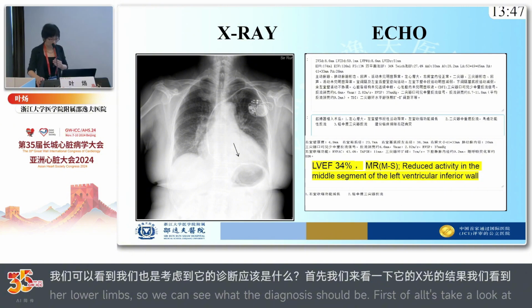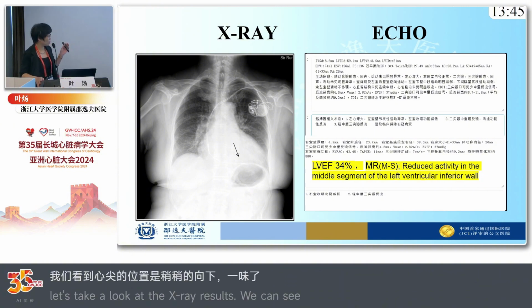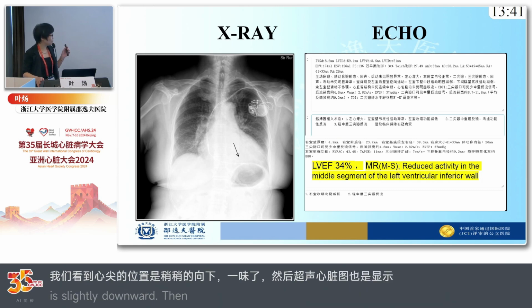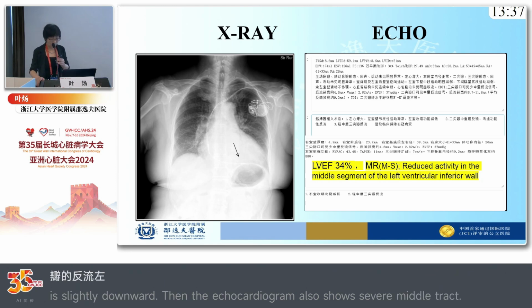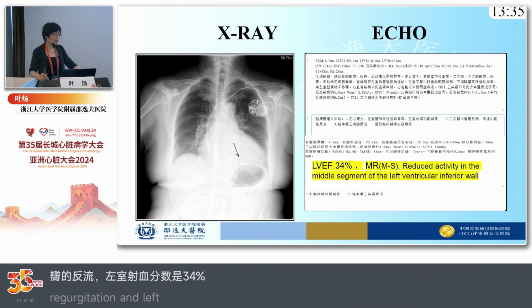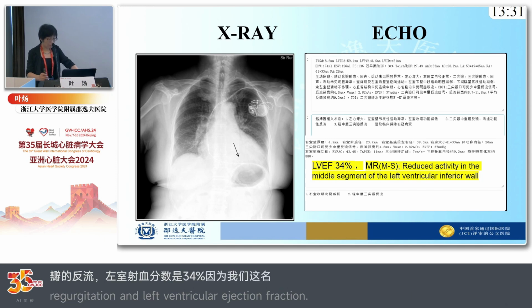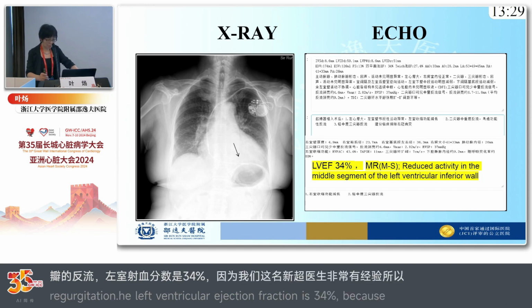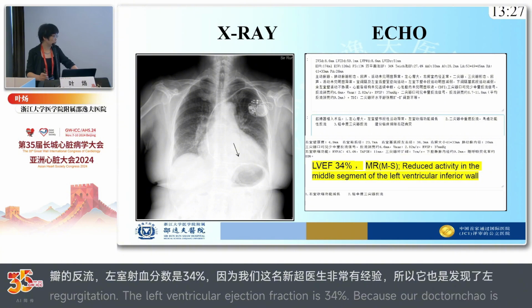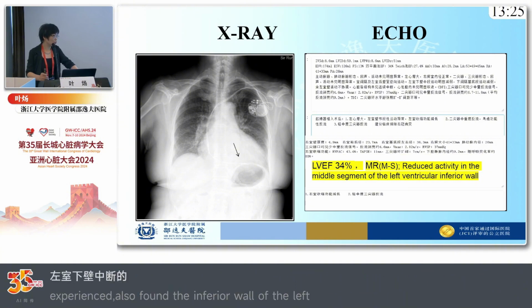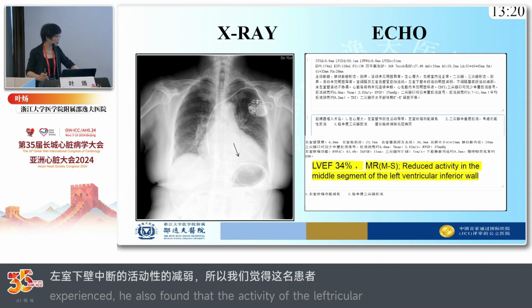echo showed us severe mitral valve regurgitation, and LVEF by the planimetric method is 34. Because this echo doctor is very experienced, she also found a reduced activity in the middle segment of the left ventricular inferior wall. Very interesting. So we wonder if it's PICM, pacing-induced cardiomyopathy, or unpure PICM.